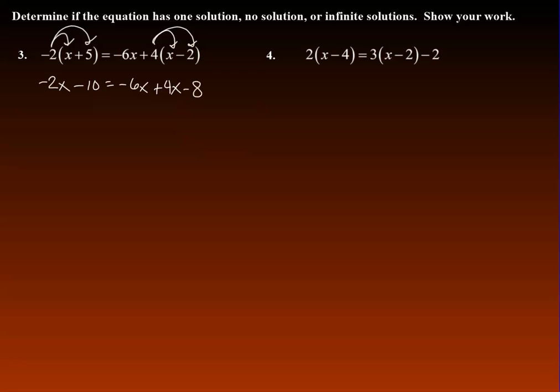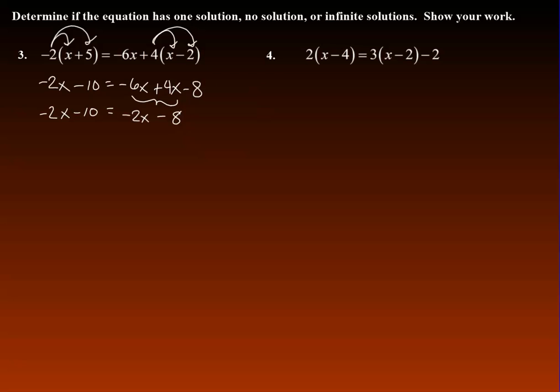And then we can combine like terms, so bring down the -2x minus 10. The -6x and the +4x gives me -2x. Since the signs are opposite, we subtract them and keep the sign from the larger number. And then we bring down that -8.